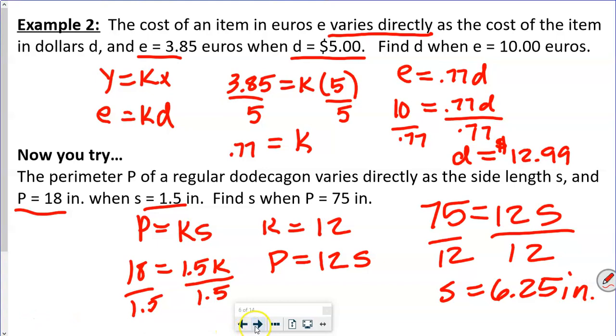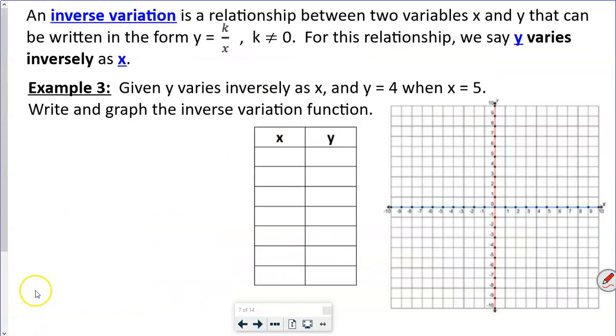So our next concept is similar but a little different. So this one says an inverse variation is a relationship between two variables x and y that can be written in the form of y equals k over x, where k does not equal 0. For this relationship, we say that y varies inversely as x. So given y varies inversely as x and y equals 4 when x equals 5, we're going to then write and graph an inverse variation function.